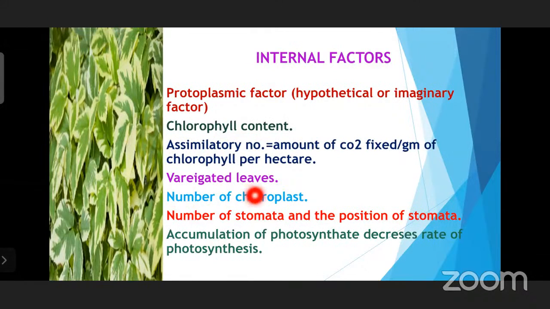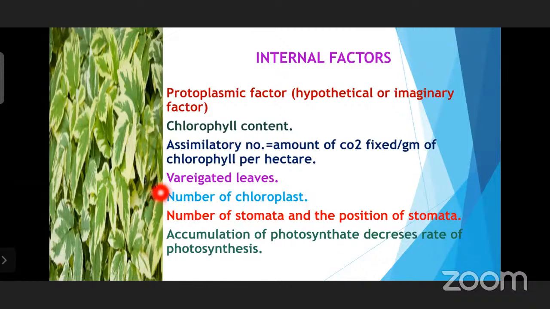Money plant is also an example. And many of the show plants you'll see will be having these variegated leaves. And here, the more number of chloroplast or chlorophyll pigment, the more photosynthesis will take place. If chlorophyll pigment is very less and other pigments are more, then also it will have an effect on the rate of photosynthesis.